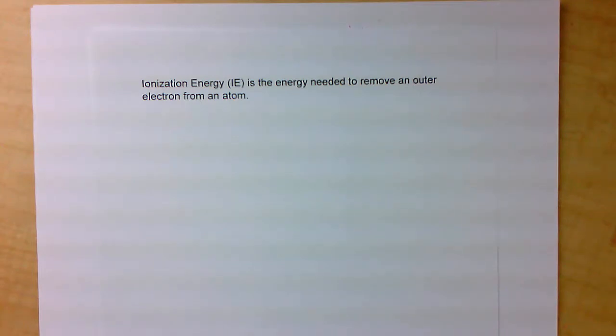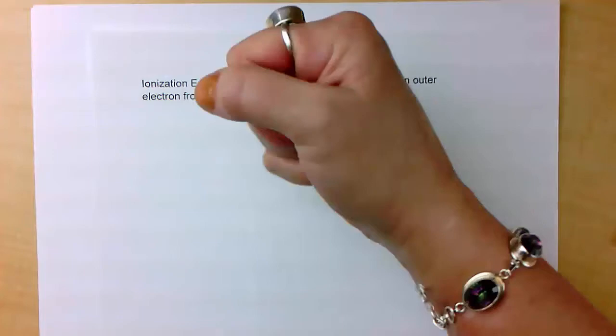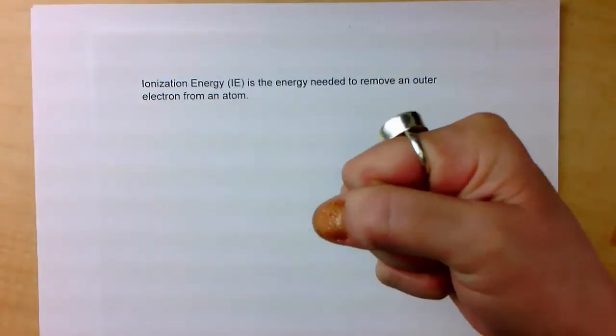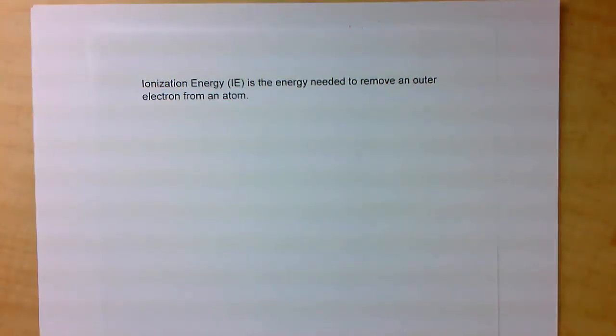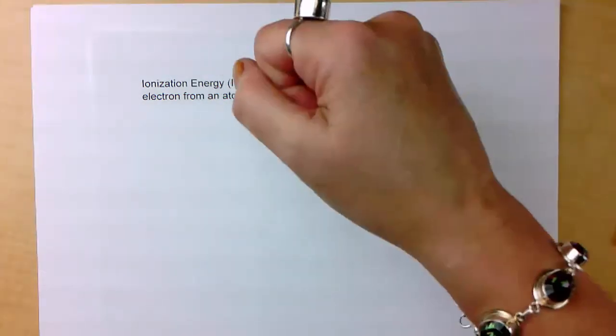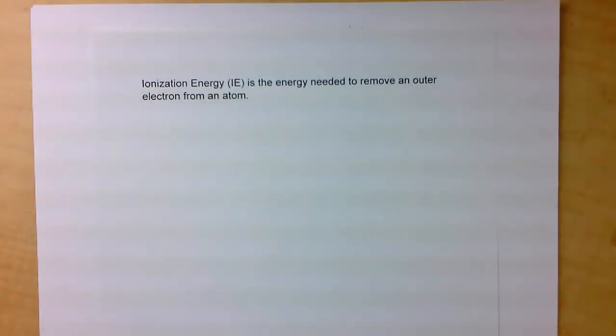Now some atoms hold on to their outer electrons real tight, so it's really hard to pull that electron away. They fight. It's really hard. Other atoms practically give their electrons away. You go up, grab the electron, whoo! It's really easy to pull it away, so the energy is rather low.